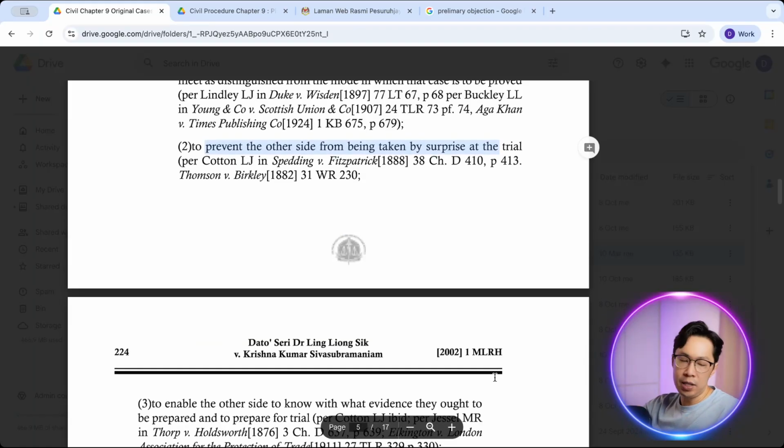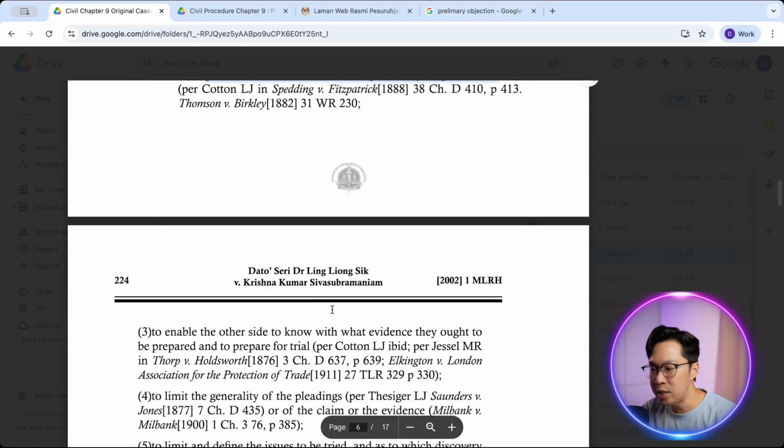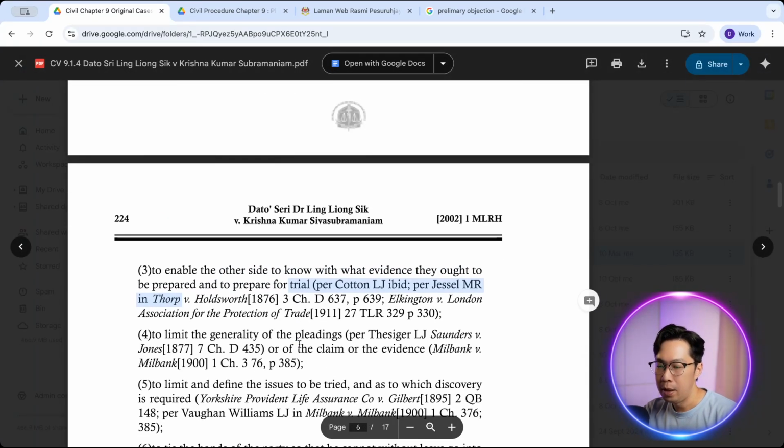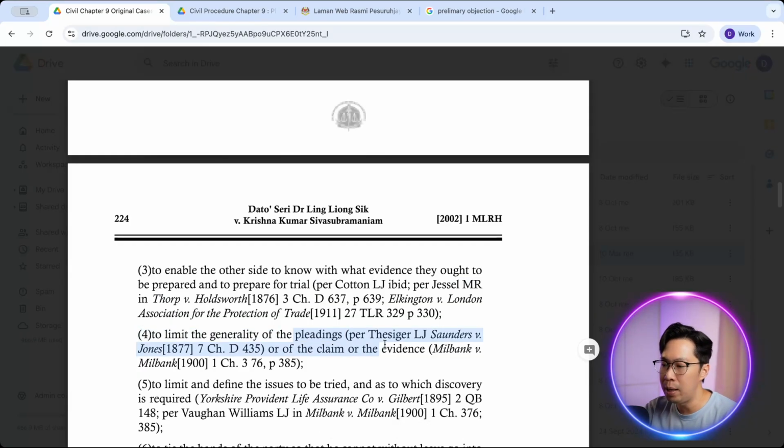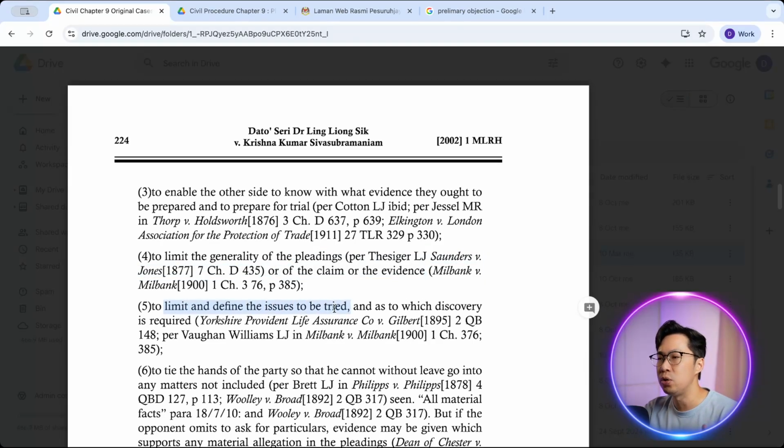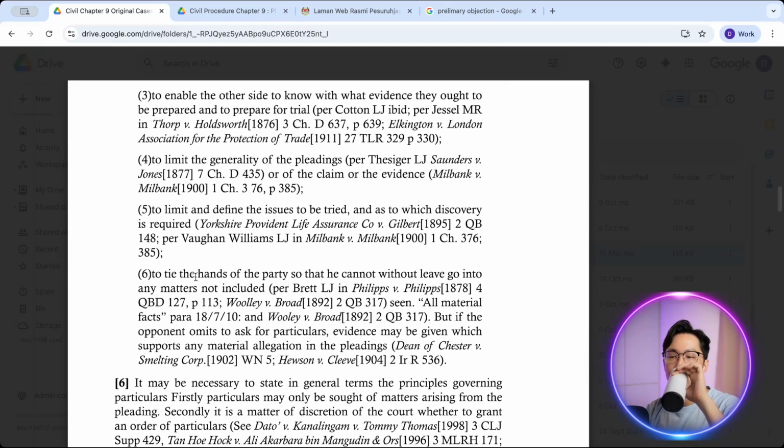So, when the plaintiff sent a statement of claim and the defendant wanted better particulars because they are unsure, they ask so as to prevent surprise later on. To enable the other side to know what evidence they ought to prepare. To limit the generality, as the claim or the evidence may be too general. To limit or define the issues, so that with your statement of claim and statement of defense, we know what it is that we disagree on, and can argue about, as to which discovery is required. To tie the hands of the party, so he cannot go, without leave, into any matters not included. Because you can only raise things you write in your pleading, regardless of plaintiff or defendant. Those things that you didn't write in there, you cannot later raise at trial. So you are bound by what we always call the four corners, because the paper has four corners.